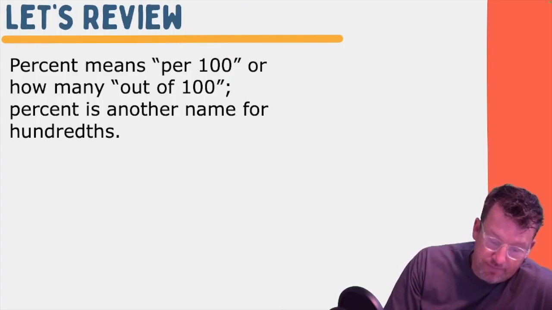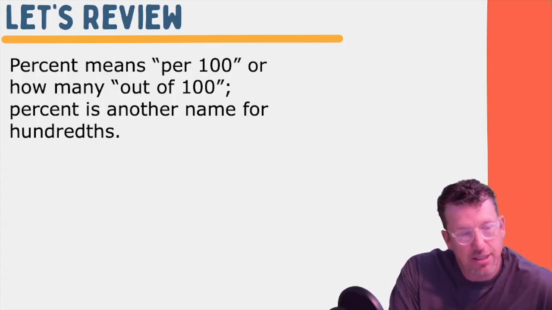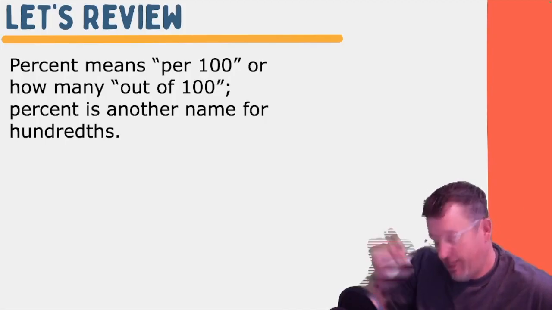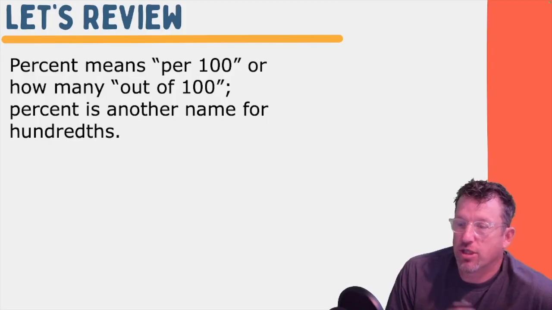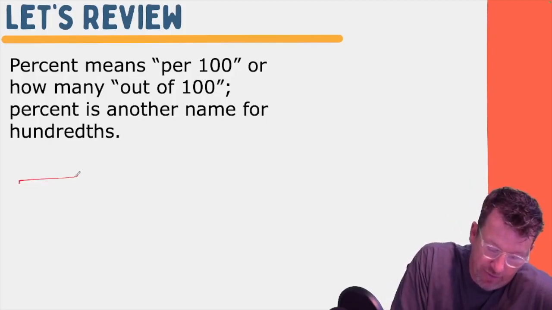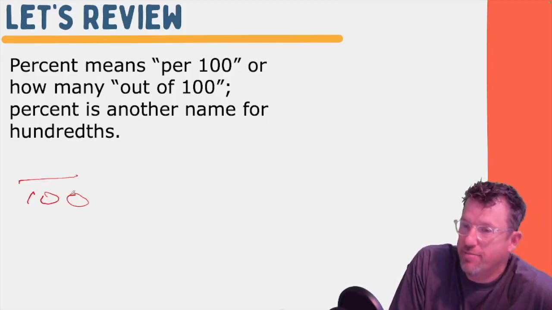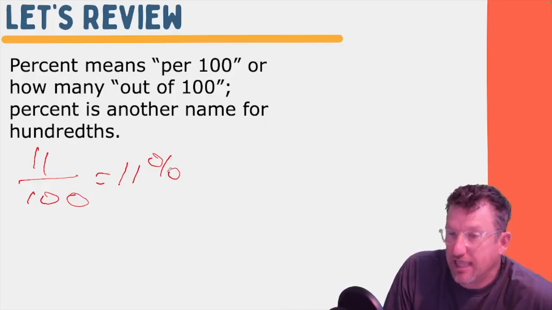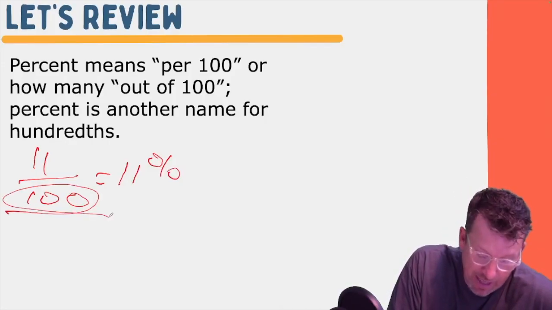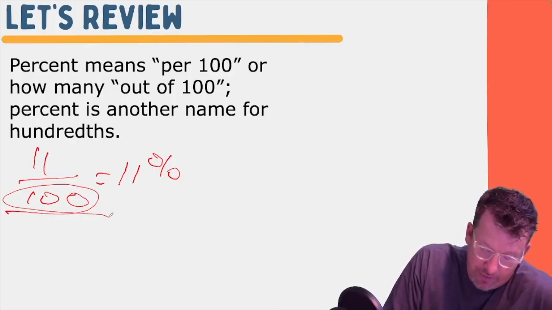Let's review something. What does a percent mean? It means something out of 100. If you haven't seen my percent video, go see it. So it means something out of 100 or something per 100, okay? So every percent means there's 100 on the bottom of this fraction, and if I said 11 was right here, that is equal to 11%, because it's 11 out of 100. If this number on the bottom is not 100, it does not work that way. Okay, you have to get it to 100.